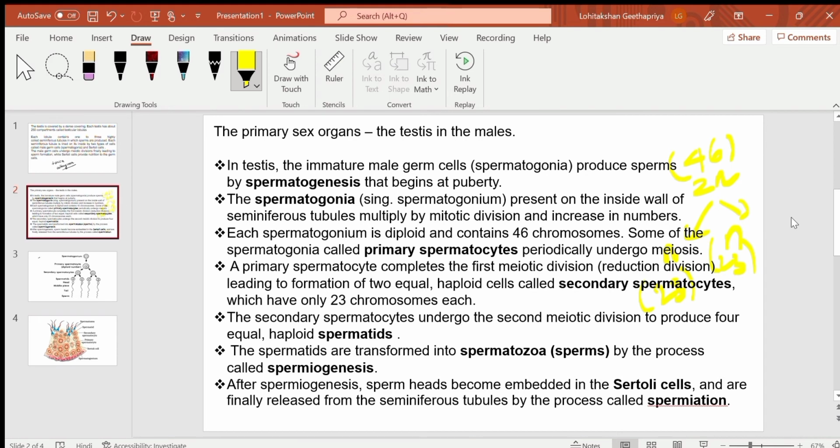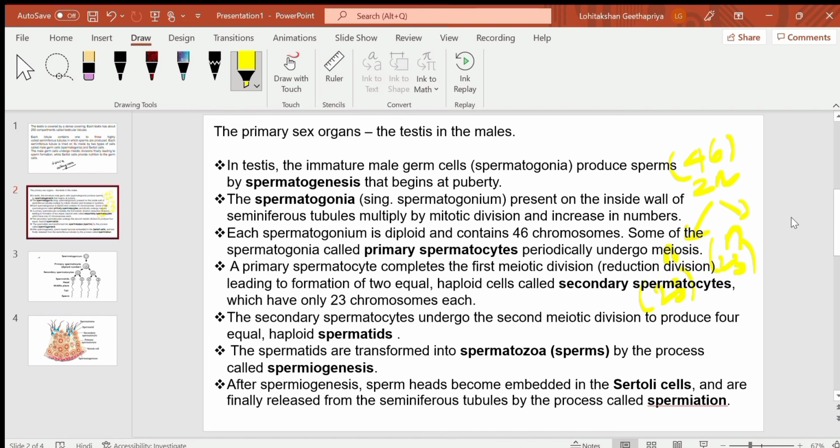Now, what is the function of the Sertoli cells here? Sertoli cells are there to provide nutrition to the developing or maturing sperm. So after spermiogenesis, after sperm formation takes place, they are embedded in these Sertoli cells, receiving nutrition from there. After receiving all the nutrition, they will finally be released from the seminiferous tubules, that is from the testis, and this process is called spermiation.